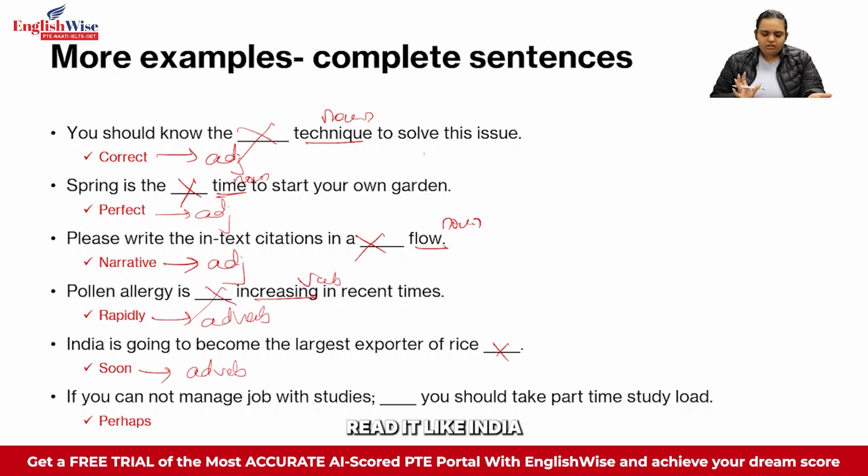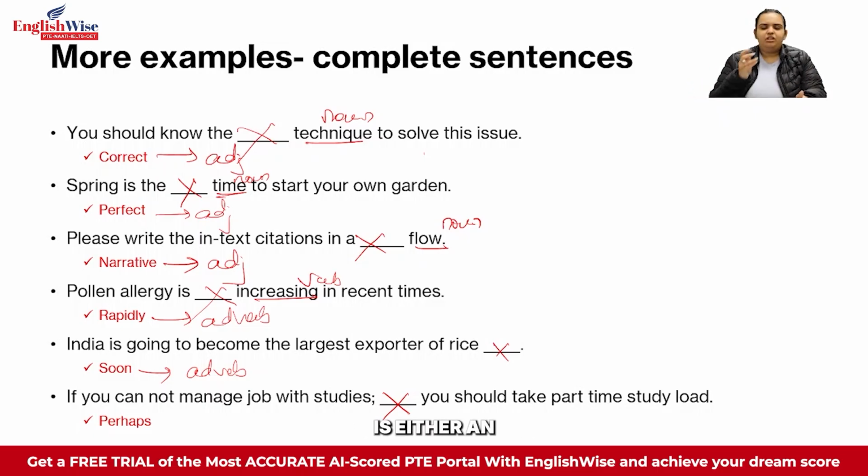So now I can read it like, India is going to become the largest exporter of rice soon. If you cannot manage the job with studies, you should take part-time study loan. Again, I will read this sentence without the blank. If you cannot manage job with studies, you should take part-time study loan. This sentence does make sense without the blank.